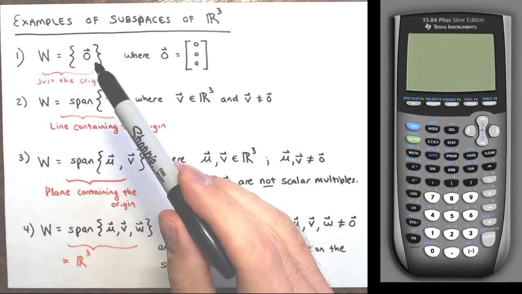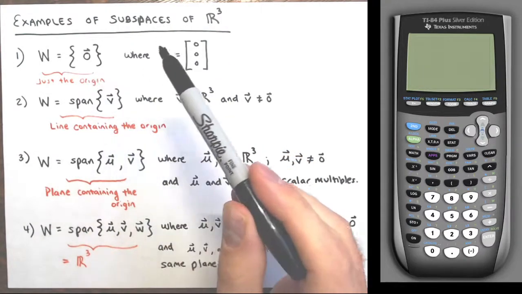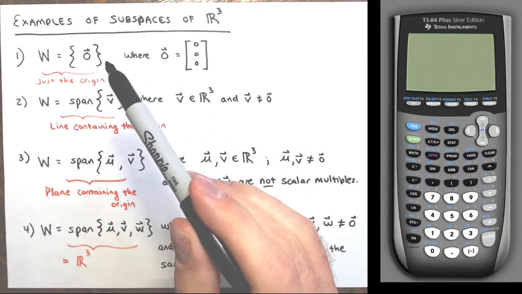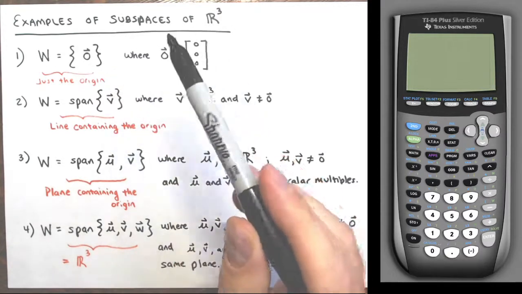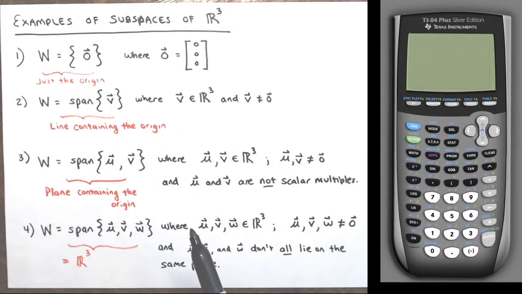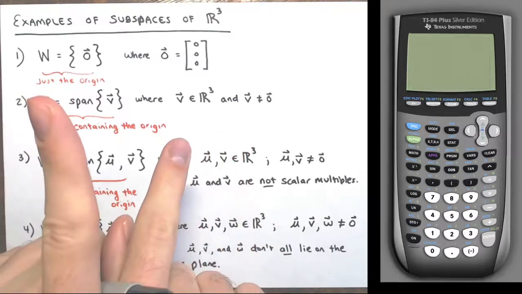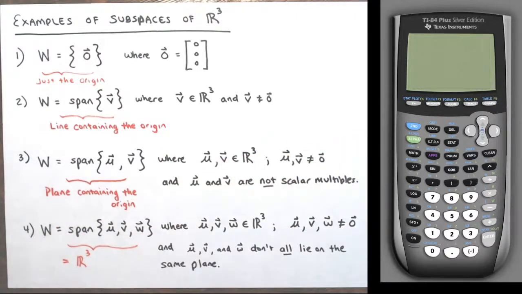Now, remember the set with just the 0 vector, or 0, 0, 0? That's one of those trivial subspaces. That's always a subspace of any vector space. And also R3 itself, number 4 here, which would be the span of 3 vectors that don't fall on the same plane. Any 2 vectors can form a plane, but the third one doesn't fall on that same plane. So U and V form a plane, the span of U and V, but then make sure this other vector W isn't on that plane.